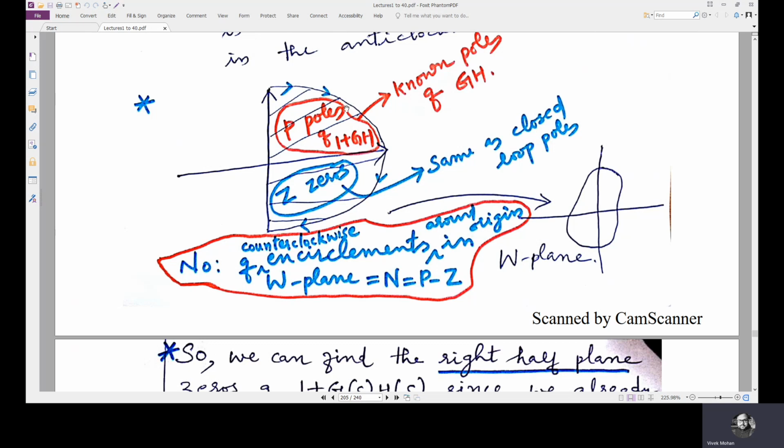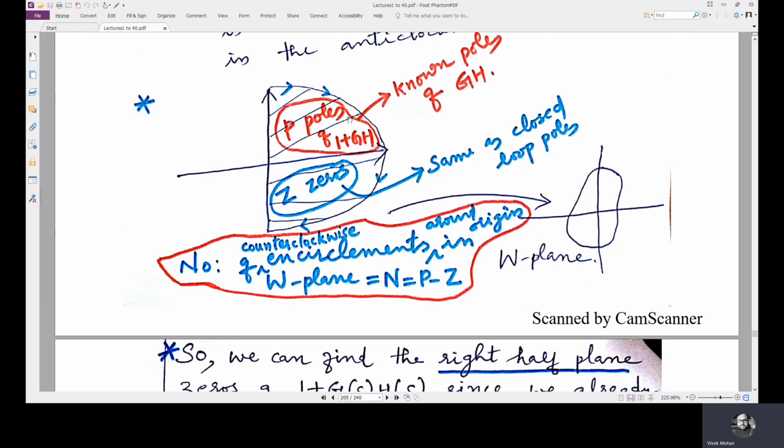Now we see that there are P poles of 1 plus GH, and we have already proved that the poles of 1 plus GH are the same as the poles of GH, in the sense that the same equation is used to find the poles of GH. So this is already known. If you are given the open loop transfer function, we are going to comment on the closed loop stability. So if GH is known, then the poles of GH, that is the open loop poles, are already known.